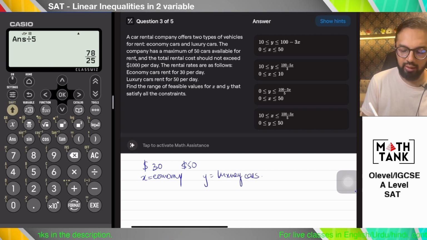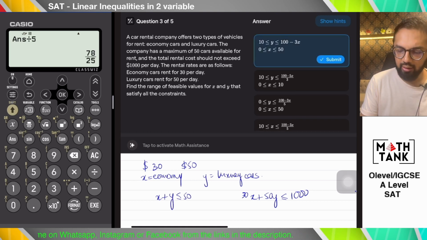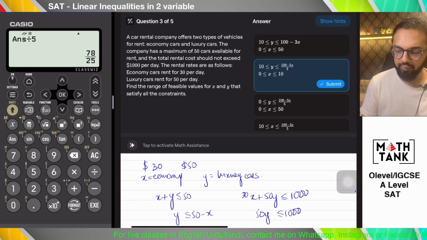Okay, so the limit is that x plus y should be less than or equal to 50, and 30x plus 50y is less than or equal to 1000. Now I see that what has simply happened is that y has been expressed in terms of x in the first two inequalities. So one expression for y would be 50 minus x. What is the other expression for y? Let's try to calculate that, and let's see if we get the correct answer out of that.